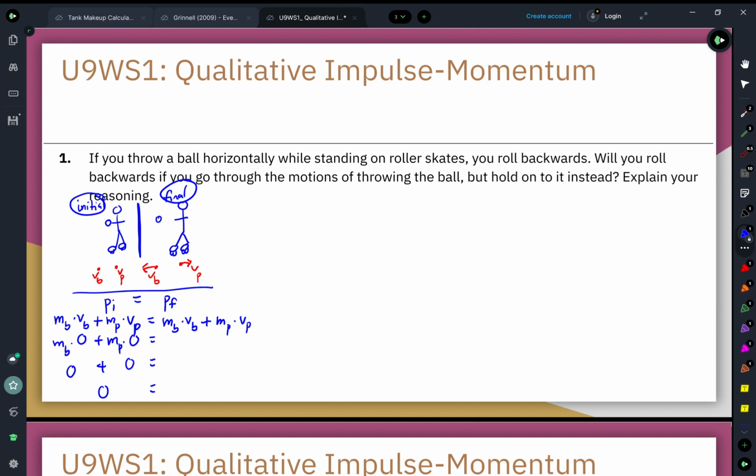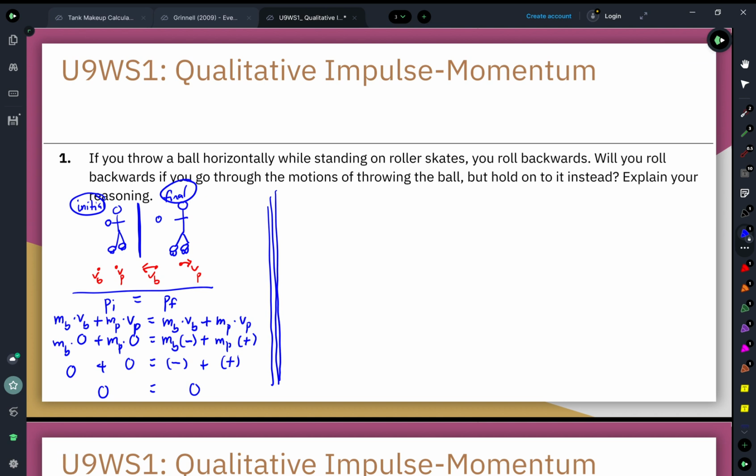That means all of the momentum afterwards has to add up to 0. We still don't know what the mass of the ball or the mass of the person is, but we know that the ball is traveling to the left, the negative direction, and that means that the person should be traveling right, the positive direction. So if we have a negative number and a positive number that get added together, it is possible to add up to 0. So overall, that initial situation that is provided for us makes sense.